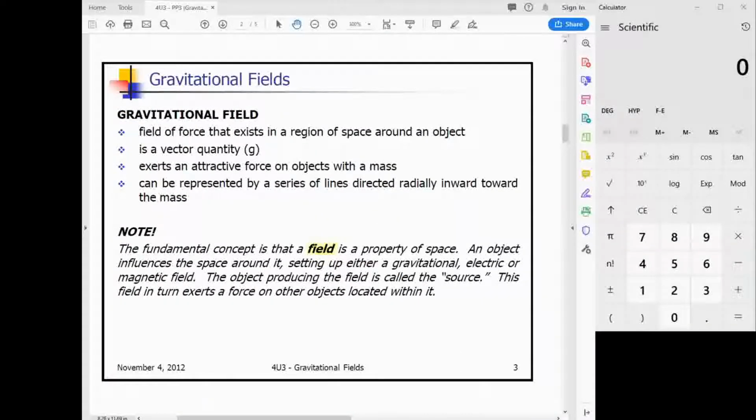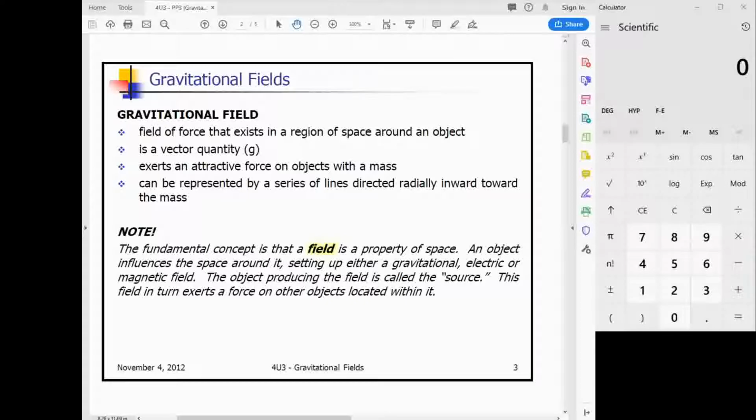So I'd like to copy this down. A gravitational field is a field of force that exists in a region of space around an object. It is a vector quantity. We use lowercase g to represent it, and we often give it a subscript for the planet or the body. So it might be g of Eris, which is what we saw in the previous lecture, one of the sample questions. The gravitational field exerts an attractive force on objects with a mass. So a gravitational field will always exert an attractive force. There is no repulsive gravitational force, which makes gravity very different from the other types of fundamental forces.